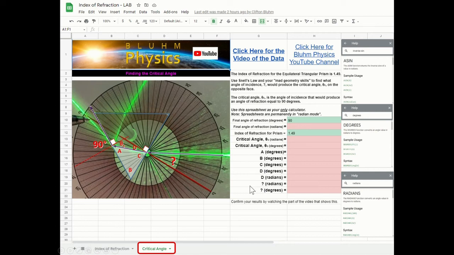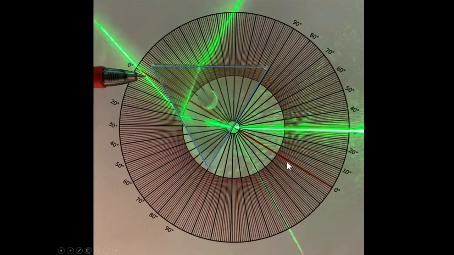One thing we also have to be careful of, and maybe you even realized it on the first part, is that spreadsheets are permanently in radian mode. Any angle you give to sine, cosine, or tangent, it assumes that angle was in radians, not degrees. So we do have to convert into radians first. And there is a function that gives you the syntax right there.